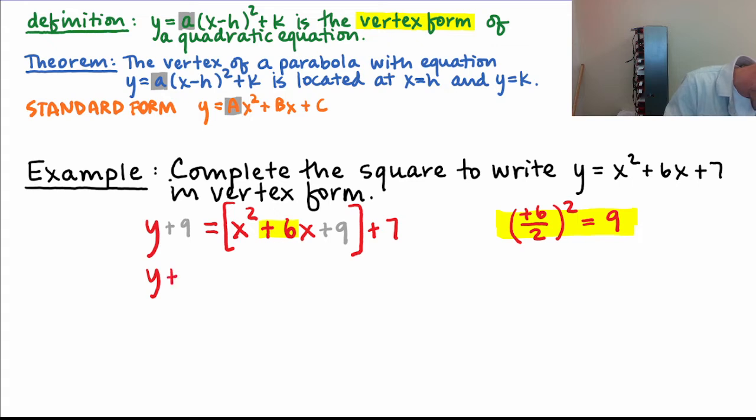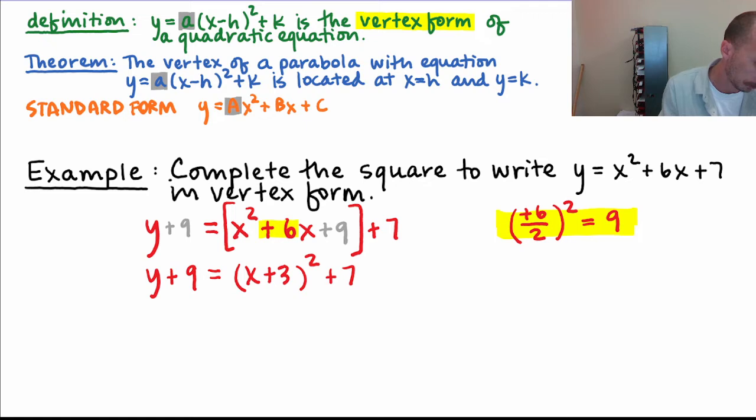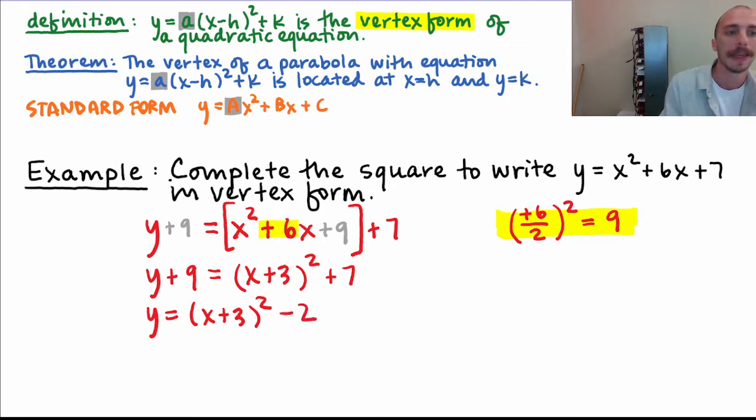So I'll have y plus 9 equals, when I factor this, how can I factor x squared plus 6x plus 9? That's going to be x plus 3 squared plus 7. But the vertex form is where we solve for y, and we have some number times x minus a number squared plus some other number. So I need to get rid of that 9, so I'll subtract 9 from both sides. That'll be x plus 3 squared, and 7 minus 9 is negative 2. This is vertex form.